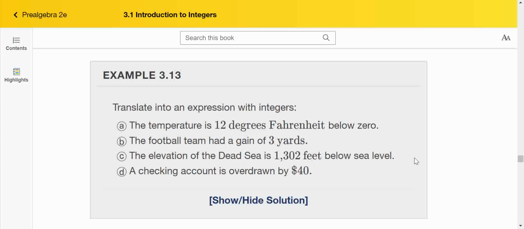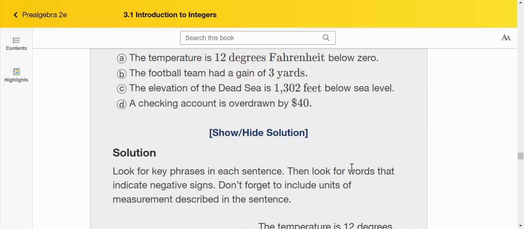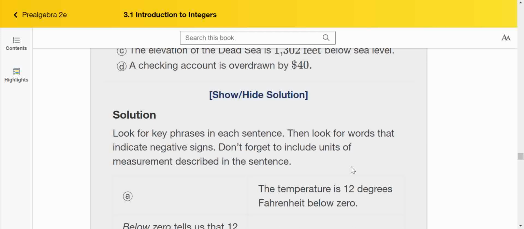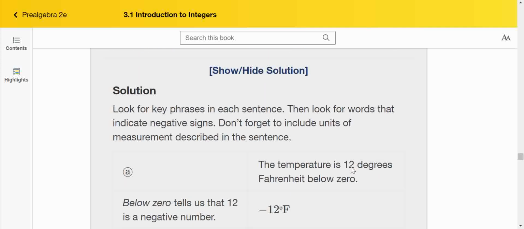C. The elevation of the Dead Sea is 1,302 feet below sea level. D. A checking account is overdrawn by $40. Solution. Look for key phrases in each sentence, then look for words that indicate a negative sign. Don't forget to include units of measurement described in the sentence.